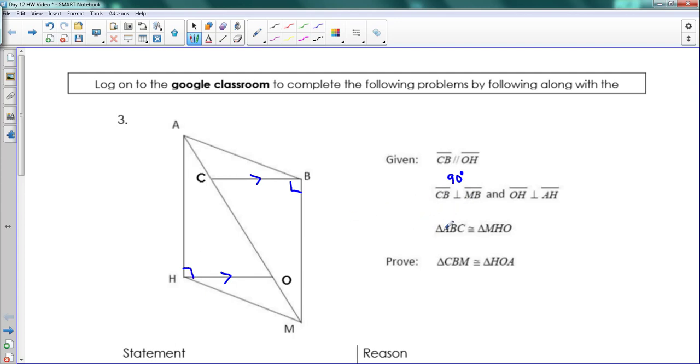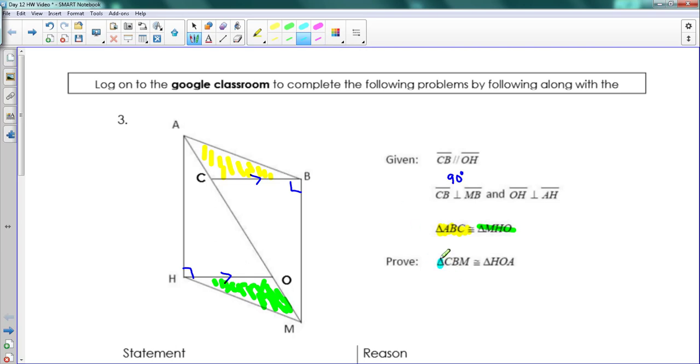I also know that triangle ABC, which I'm going to highlight in yellow, this whole triangle is said to be congruent to triangle MHO. And it's kind of cool that they tell us that, because if they tell us we have congruent triangles, then we know all of the angles and all of the sides contained in that triangle that are corresponding are also congruent. So that might be helpful to lead to our proof statement.